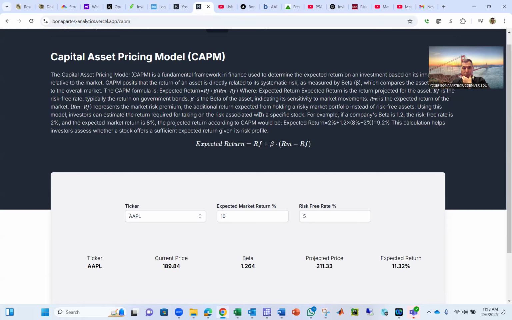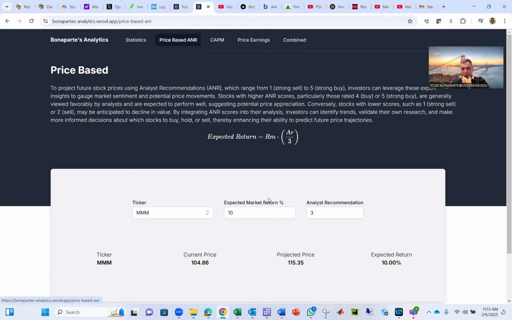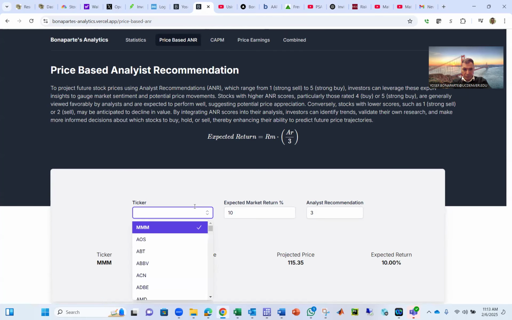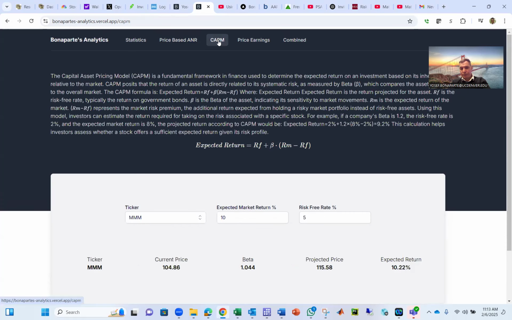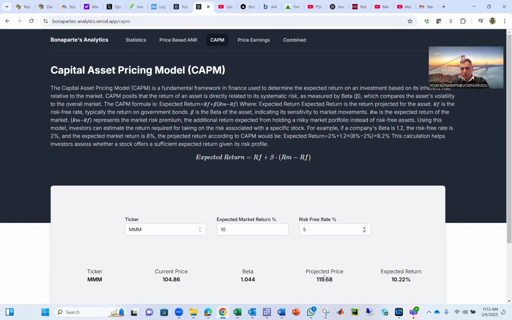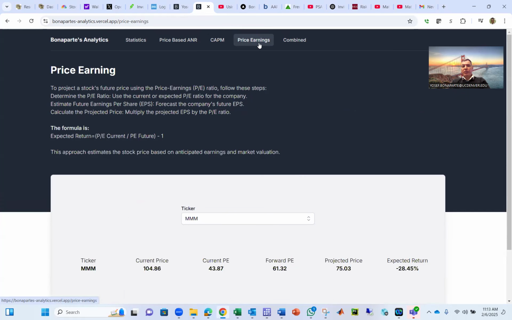So the first model, the projected price was $214. This model is 211. The third model is a price earning model, which is you divide the current PE ratio by the future PE ratio.